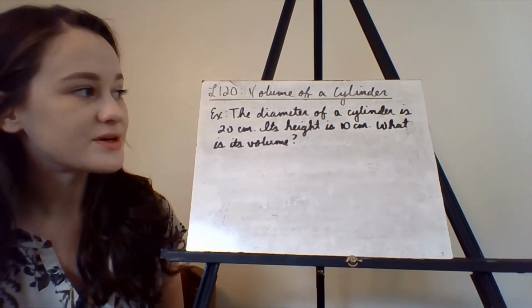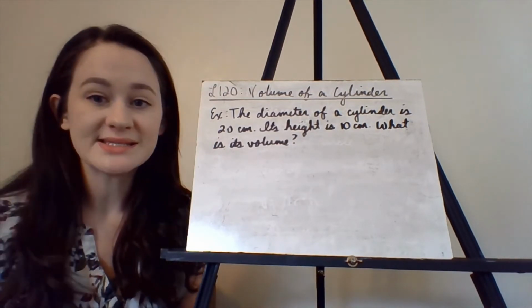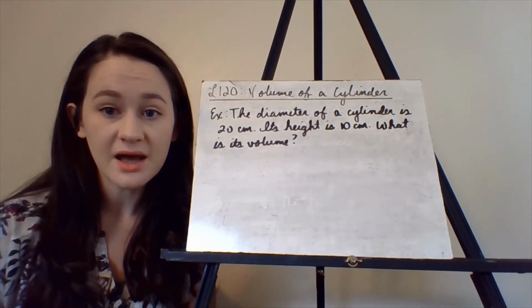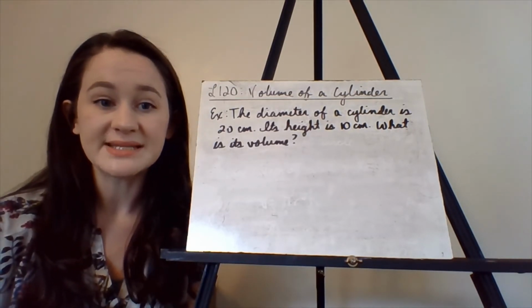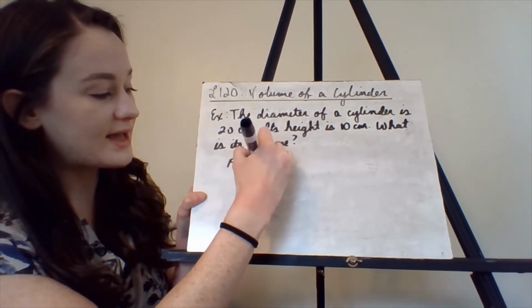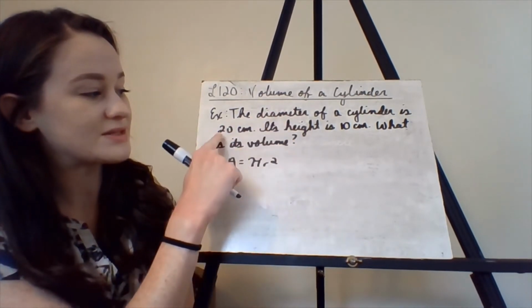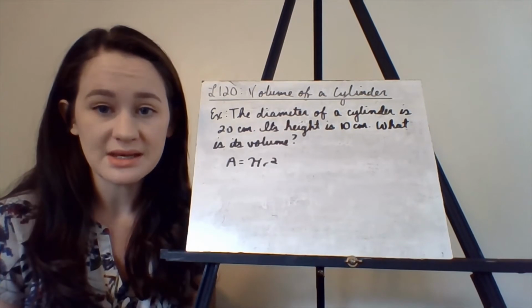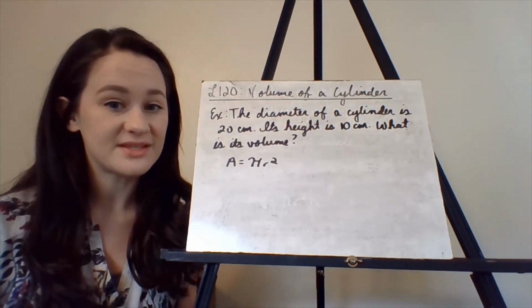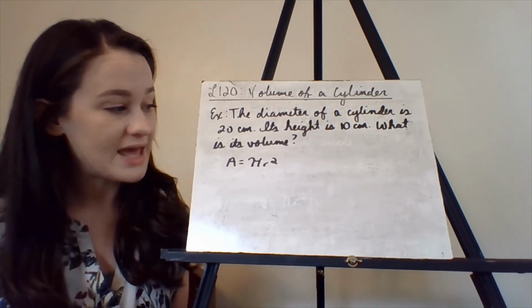It reads, the diameter of a cylinder is 20 centimeters. Its height is 10 centimeters. What is its volume? So in order to find the volume, first we need to find the area of the circle that would be its base. And in order to find the area of a circle, we know that that's pi times r squared. But here we're given the cylinder's diameter, which is 20 centimeters. And so we need the radius. We know that the radius is half of the diameter, so the radius of the cylinder would be 10.